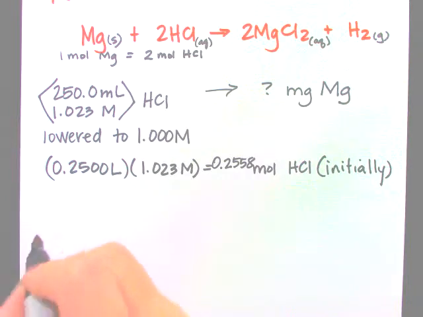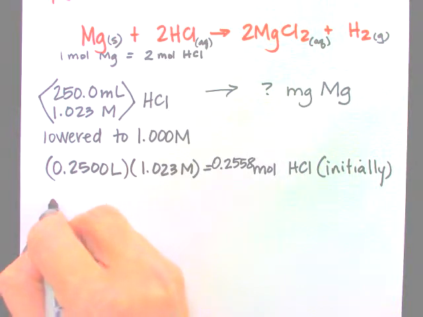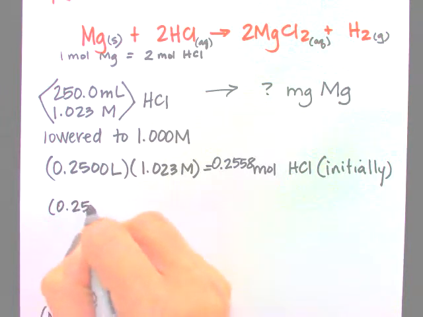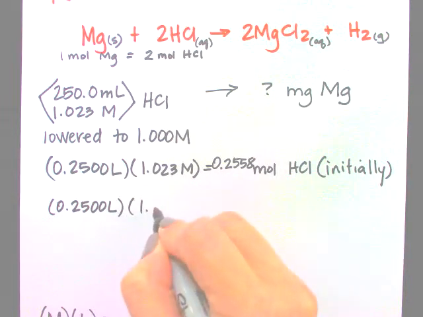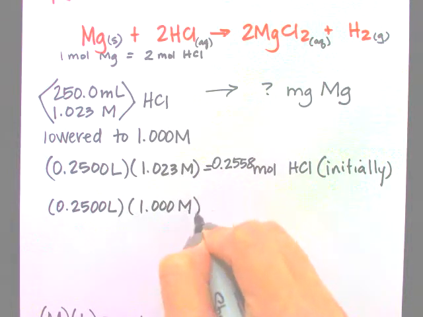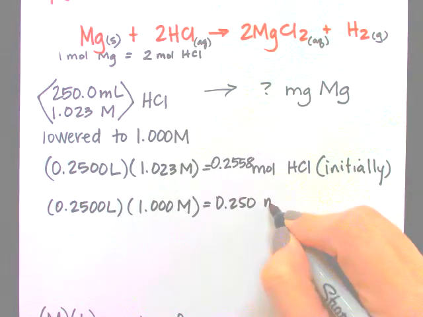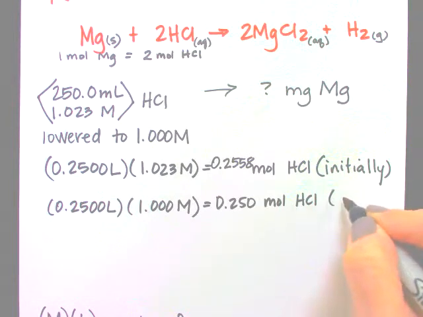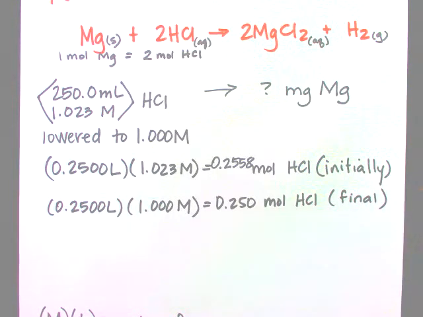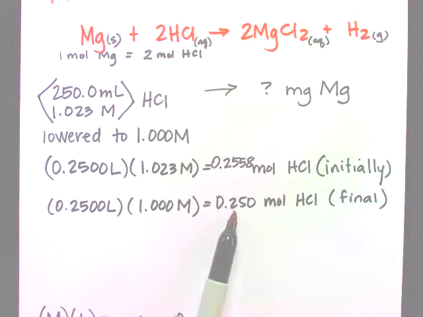Now, what we would like after the reaction, we would like 250 milliliters of a 1 molar solution. This is what we're after. And that means we want a solution that only contains 0.250 moles of HCl. So after this reaction, after we add a little bit of the magnesium, we'd like there to be just this much, 0.25 moles of HCl.